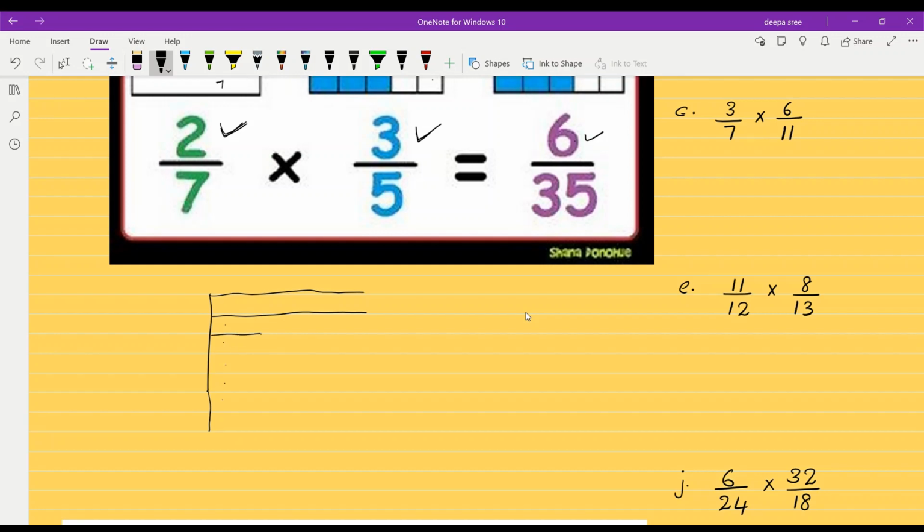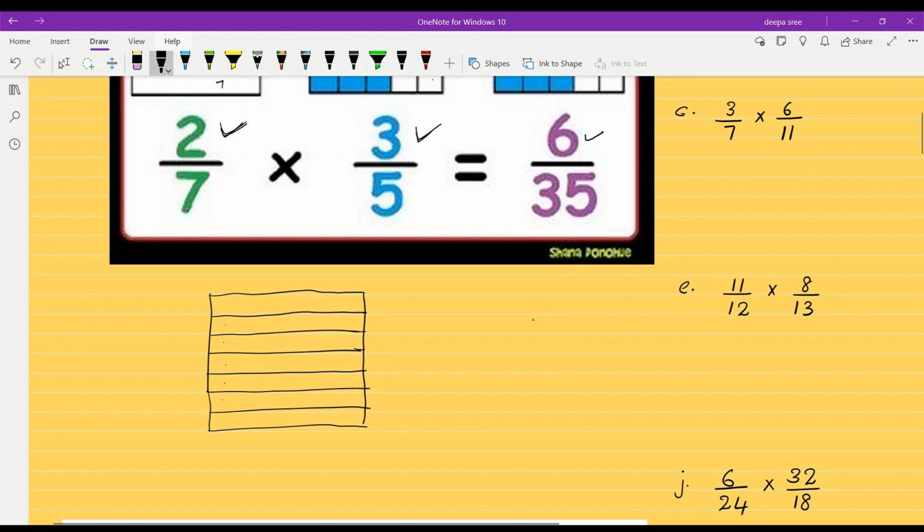1, 2, 3, 4, 5, 6 and 7 parts are there. Out of that 2 parts are shaded. So that 2 parts we can shade by using some other color. I am taking blue color here and shading the 2 parts with blue color. So one part is shaded, and this is the second part.